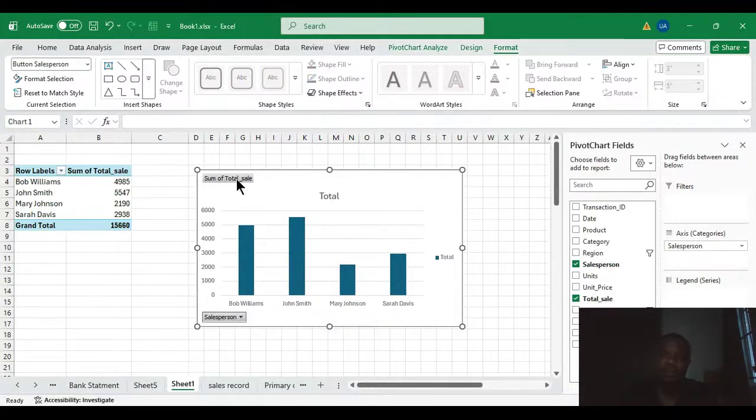And so basically, this is how you use your pivot table.